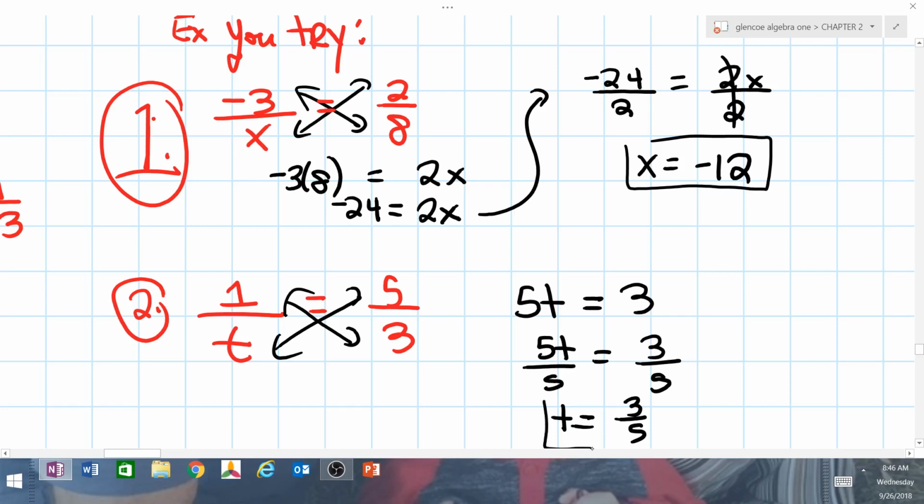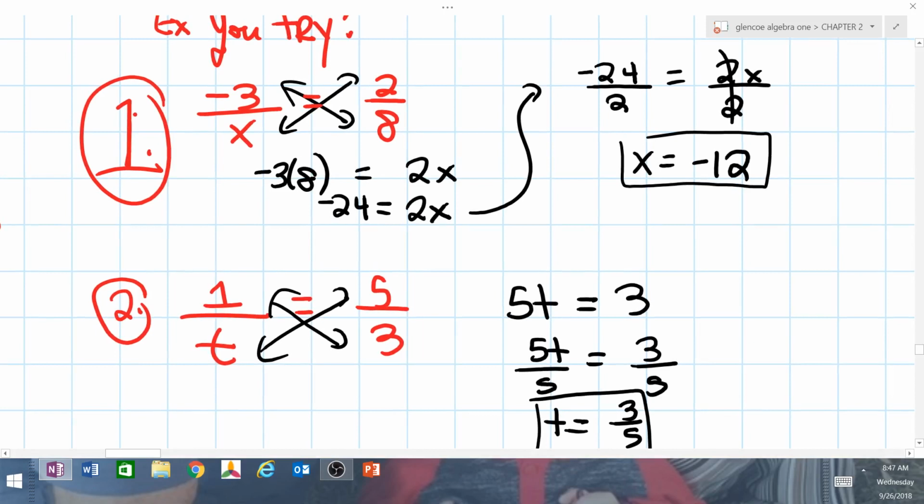Okay. Do we have an answer? Yes? Go ahead and check with a friend. Go ahead and check with a friend. Okay, here we go. We have two answers. Joseph, can you tell me what you got for number one? Number one, x equals negative 12. And what did we get for number two, Joseph? T equals 3/5. These are both correct, so let's take a look.